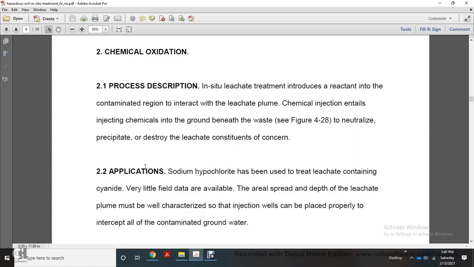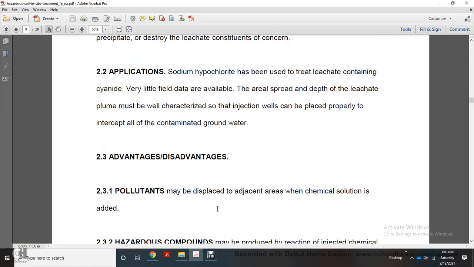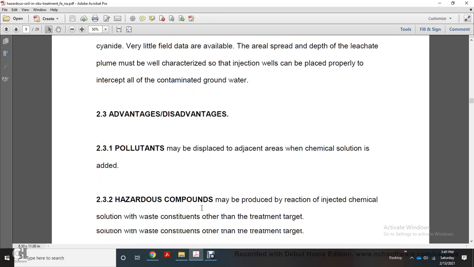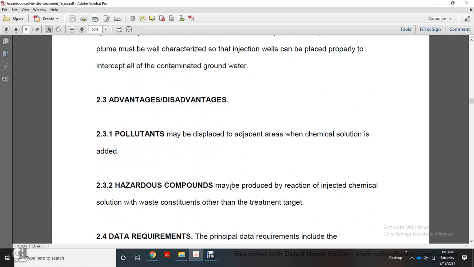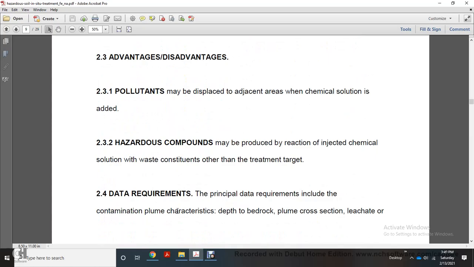The areal spread and depth of the leachate plume must also be characterized so the injection wells can be placed properly to intercept all contaminated groundwater. Disadvantages: pollutants may be displaced if adjacent to where the chemical solution is added. Hazardous compounds may be produced by reaction with the injected chemical solution. Waste constituents other than the target may also be treated.